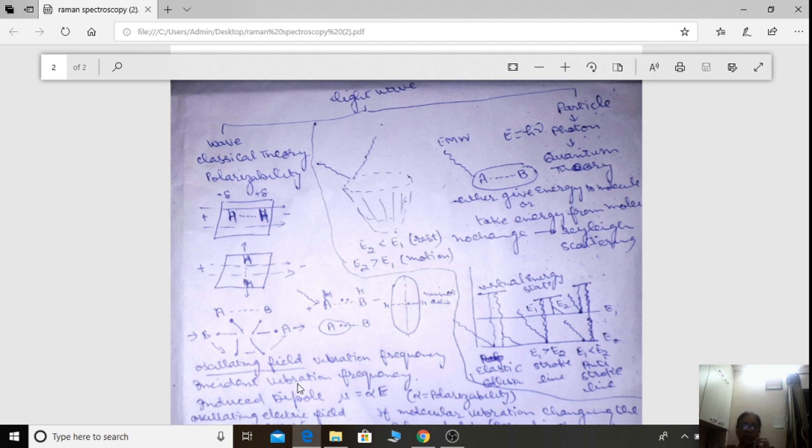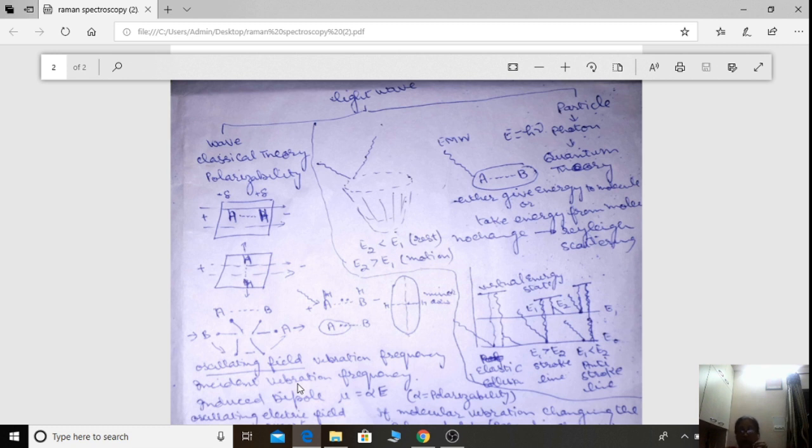When it is in motion, your tabla is in motion, already it is vibrating. When you strike it with incident radiation, some photon of some energy on it, what happens? It gains energy from the vibrating tabla and its energy increases, the energy of scattered radiation increases. In that case, E2 is greater than E1.